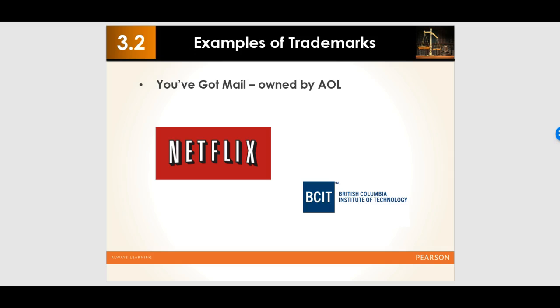So how do trademarks protect businesses' products? Well, here are some examples of trademarks, and I've given you others as well. So BCIT, Netflix, You've Got Mail. This is a logo, which is a sentence, but this is a trademark that is owned by American Online. So the idea is that by looking at these trademarks, consumers know where either the product or services come from. Okay, so that's the idea.